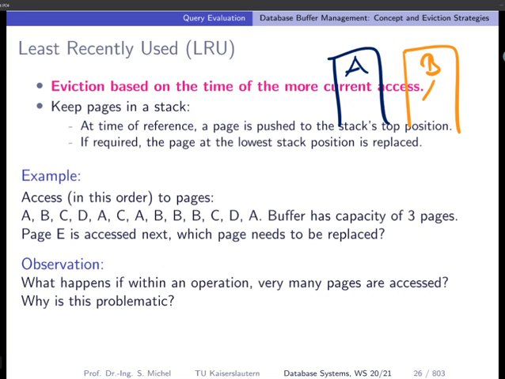So you have B and A, and if you're then accessing, let's say, C, the stack will look like this, C, B, A. And now, if you're accessing C again, nothing will happen. But if you're accessing A, well, you will find it in the buffer. That's already good. In this case, A will again move on top, and we have A, C, B, right?